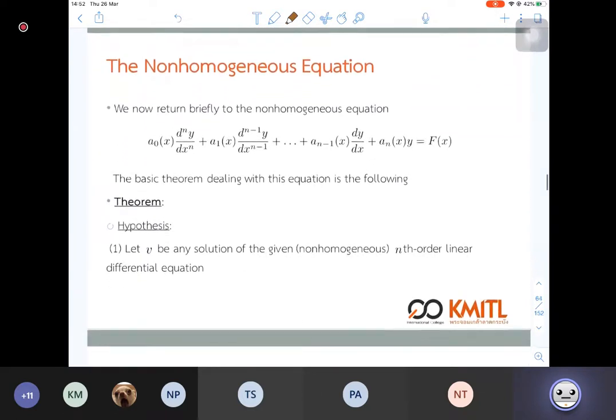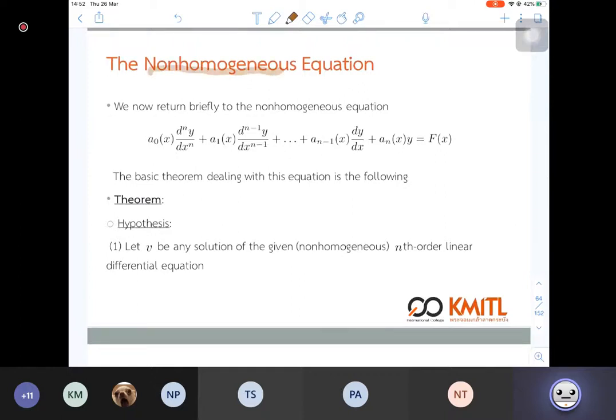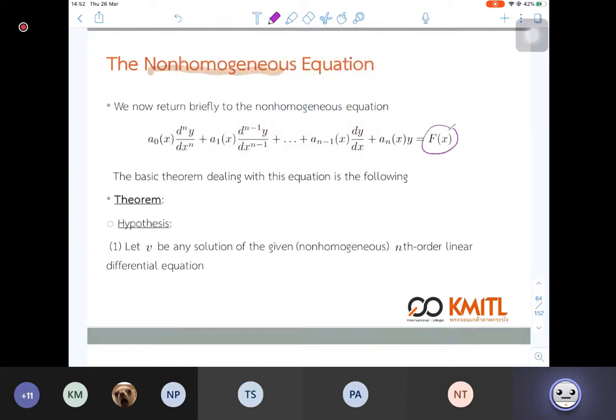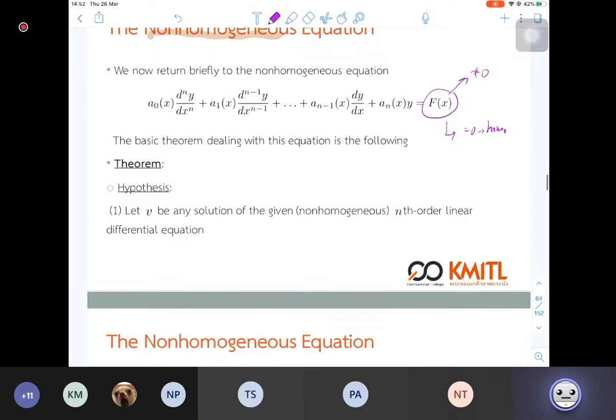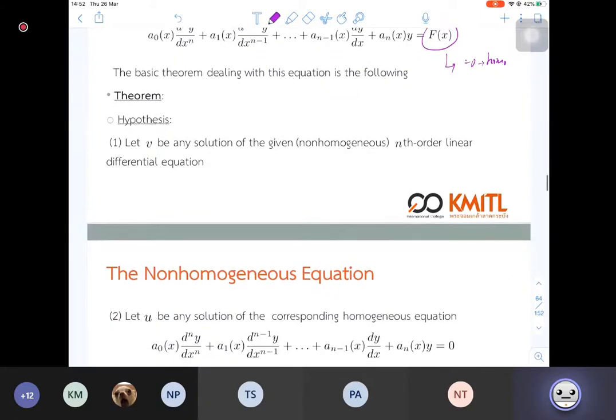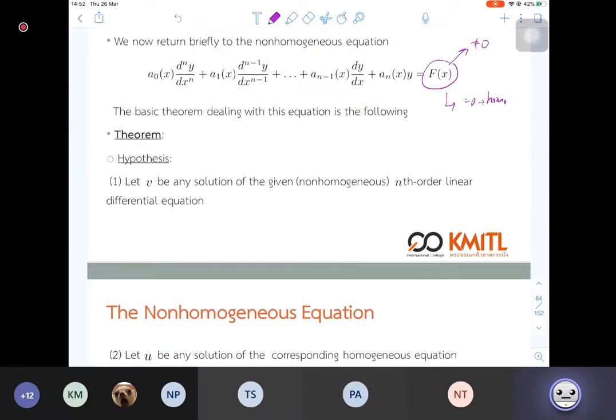Today, we're going to move a bit to the non-homogeneous equations. Non-homogeneous means that you have a right-hand side, f of x, not equal to 0. If this term equals 0, the equation would be homogeneous. If this term is not equal to 0, it's going to be non-homogeneous, right? So we're going to talk about the basic theorem concerned with these non-homogeneous equations.